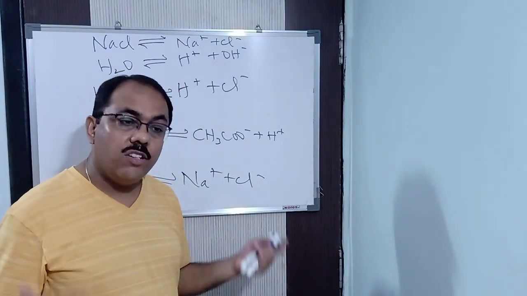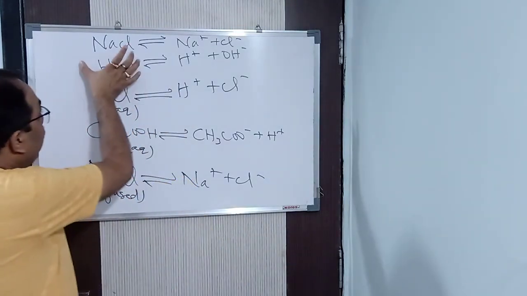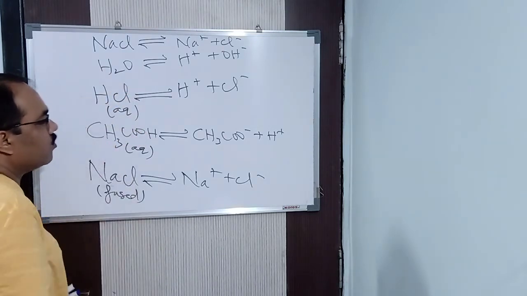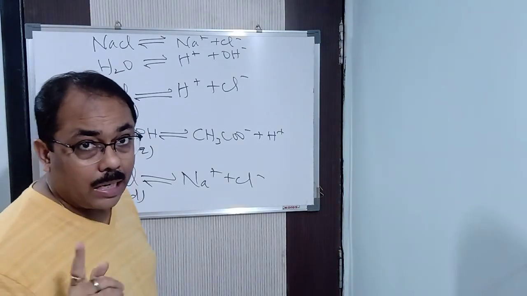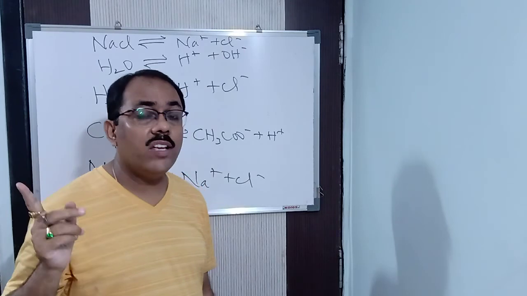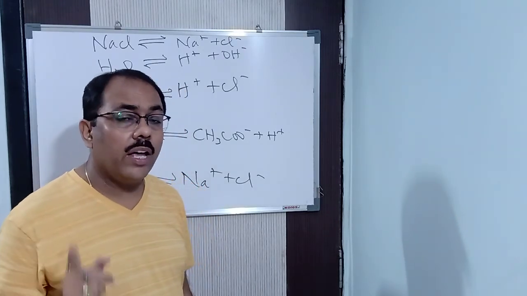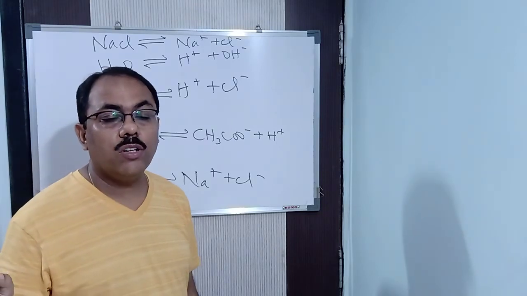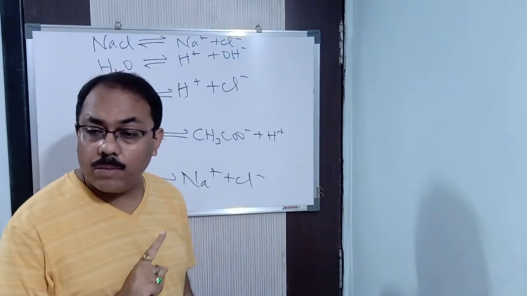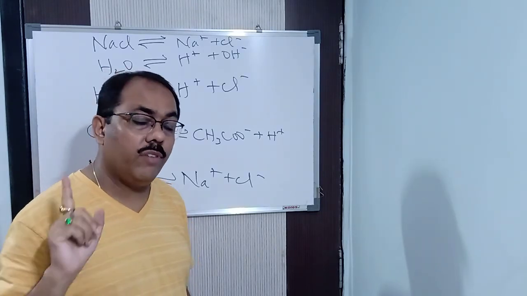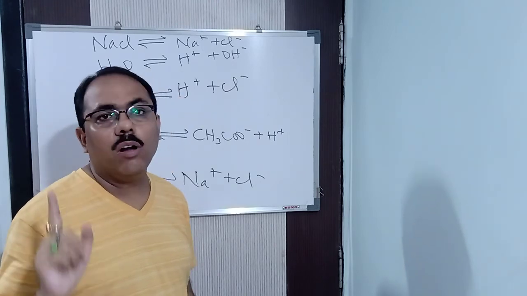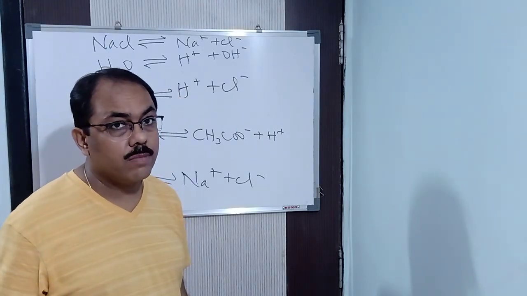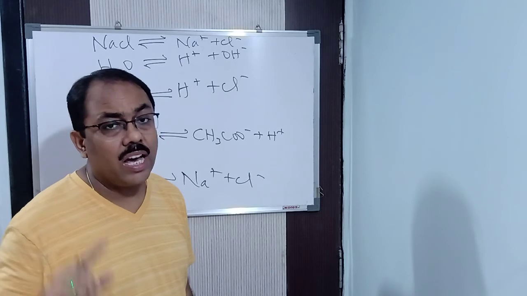So understood now? Dissociation is a term used for ionic compounds, and ionization is a term used for covalent compounds. So use it correctly. You also came to know why electrolytes are not solid. Electrolytes are never solid, because in the solid state the ions are not free. Remember it. For that reason electrolytes are always in the molten state or in the aqueous solution state, because in those states the ions are free.